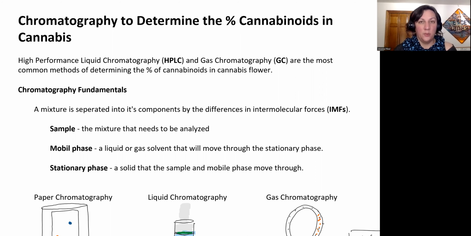Let's focus more on chromatography. This is the common technique that's used to separate mixtures of compounds so we can analyze and determine exactly what's present in that mixture. We're going to focus on high performance liquid chromatography and gas chromatography in a little bit. These are two of the most common techniques that you see used in analyzing cannabis products.